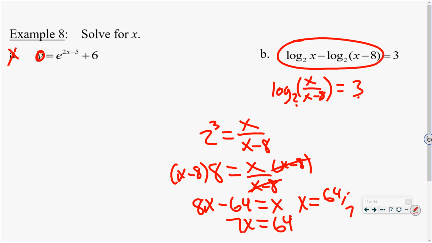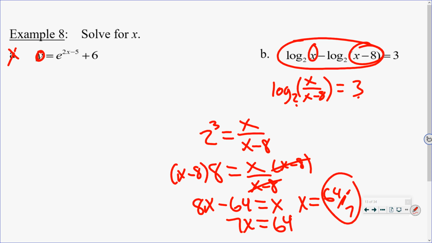And you just need to make sure that whatever I get as an answer, 64 divided by 7, it's not going to make a 0 on the inside. What I mean by that is, remember we said you can only take the log of numbers that are greater than 0? Well, 64/7 is greater than 0, so we're good there. What about when I plug it in here? If I go 64/7 minus 8, I have to make sure that's greater than 0. Well, if you plug that in a calculator, 64 divided by 7 is like 9 point something. So 9 point something minus 8 is going to be a positive. So we're safe. That's our answer right there.